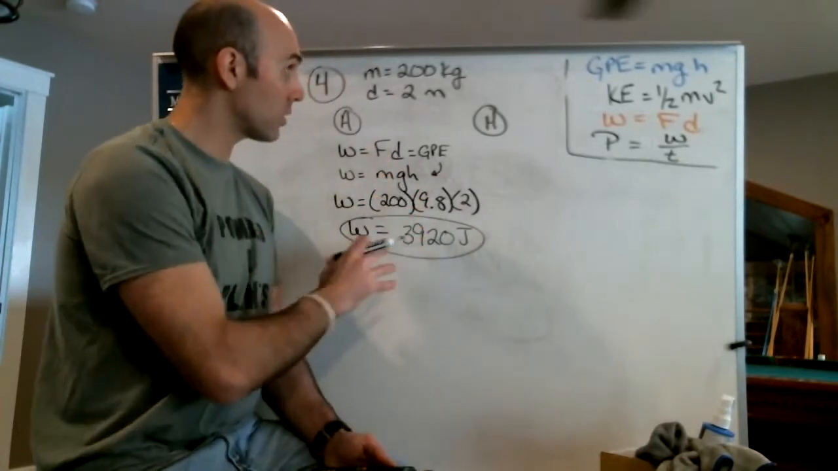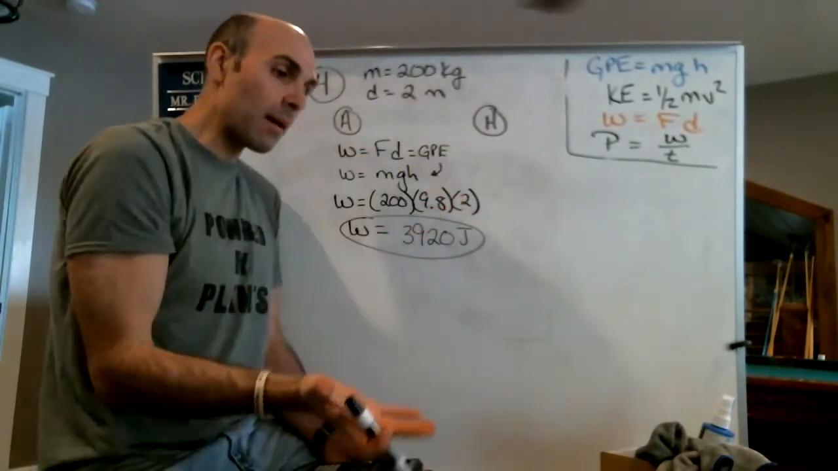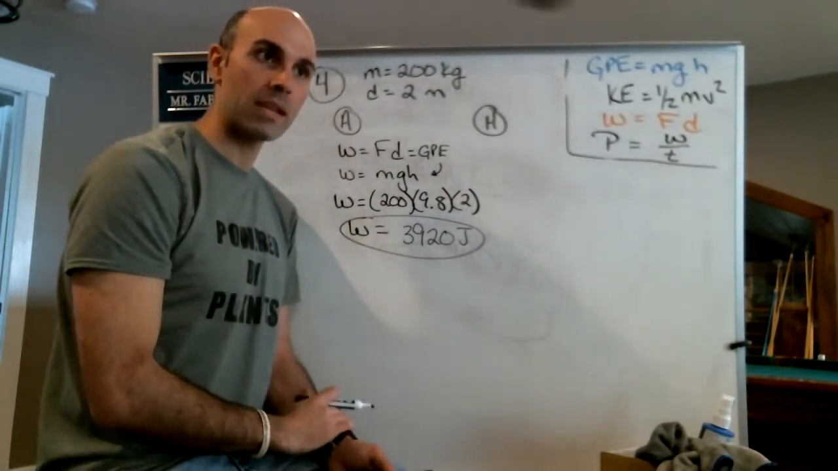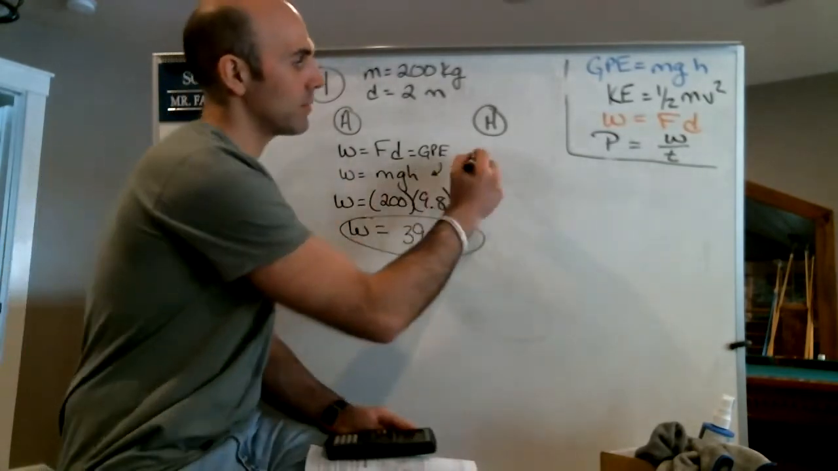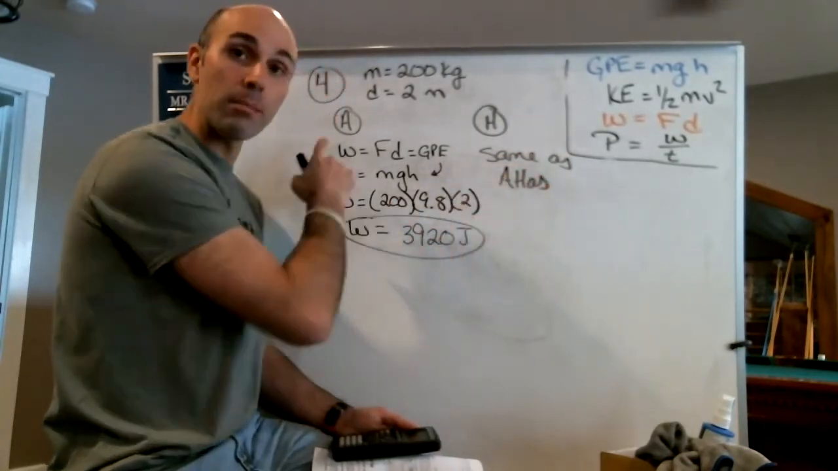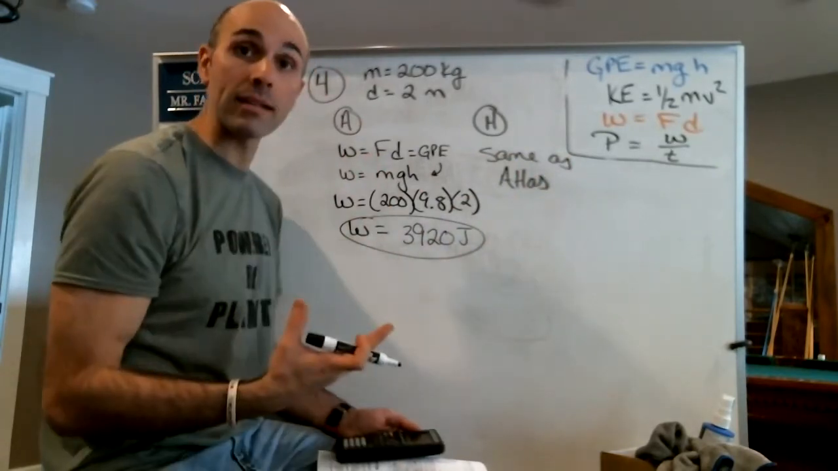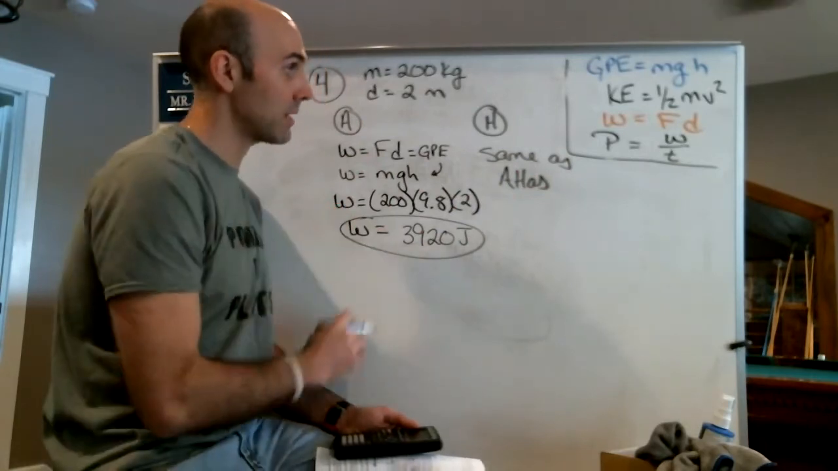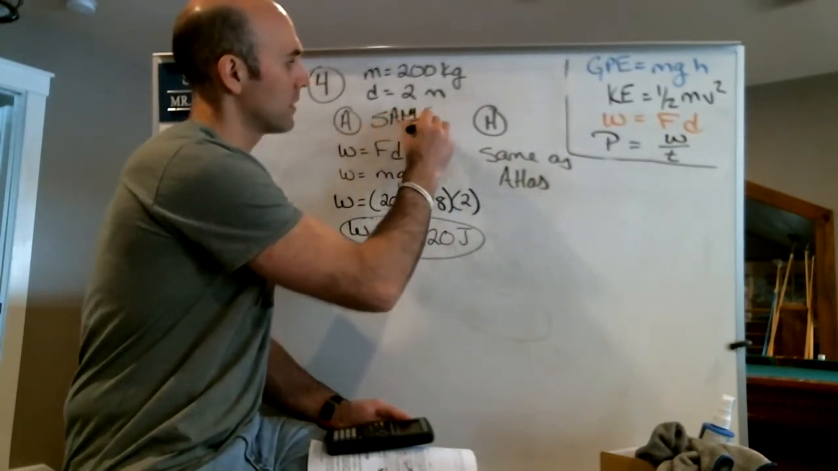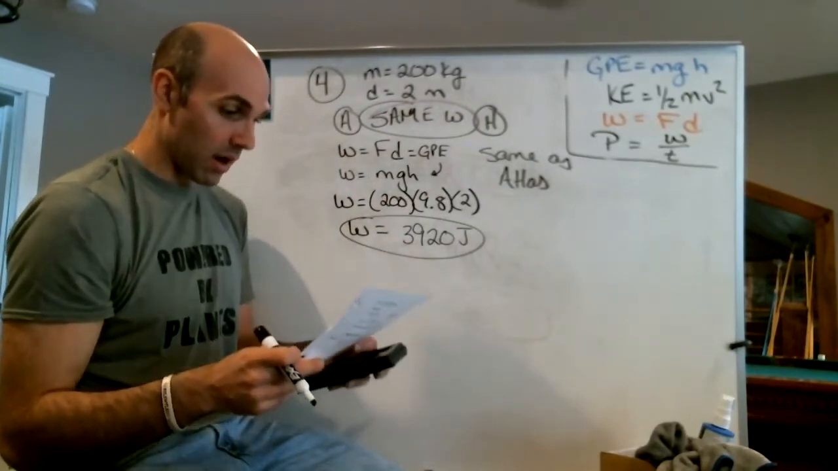Now Hercules, he took the same 200 kilograms. He lifted it the same 2 meters. He opposed the same force of gravity. How is his work going to compare? Perfect job. It's the same. So in fact, both guys did the same amount of work. They lifted the same mass and the same height. They did the same. Same W, same work.